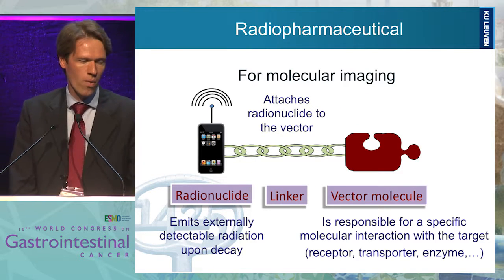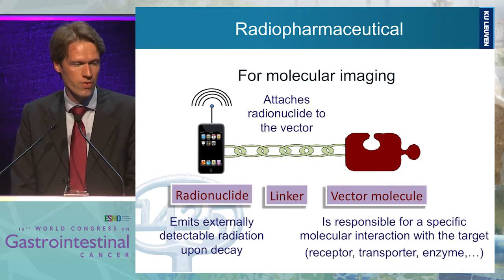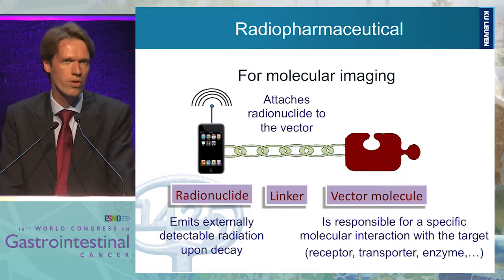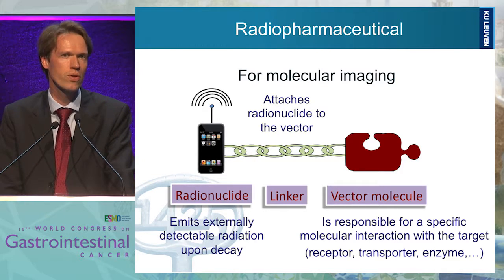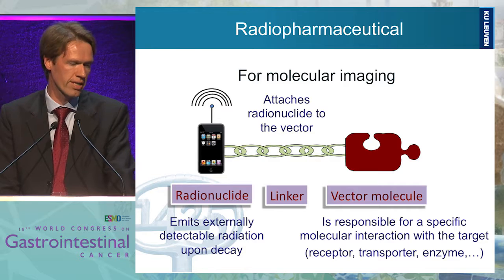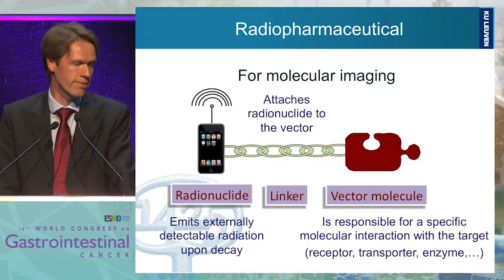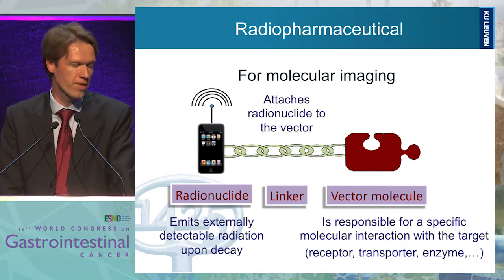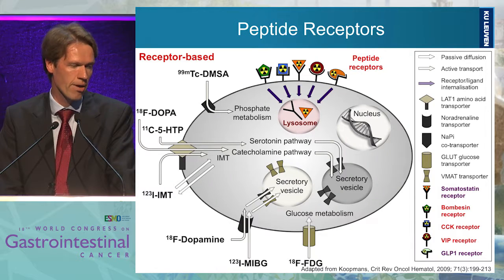role. Now, in nuclear medicine, when we develop radiopharmaceuticals, we typically have a vector molecule, which is the part of the radiopharmaceutical which is going to interact with the target. We have a linker to attach or not a radionuclide, and then finally the radionuclide, which will emit upon decay a signal that can be detected by our cameras.